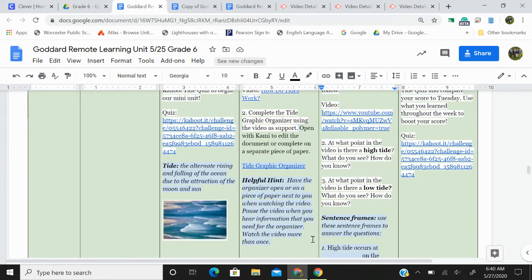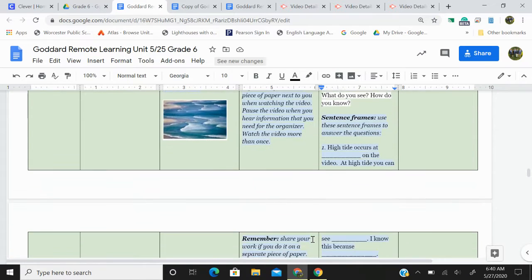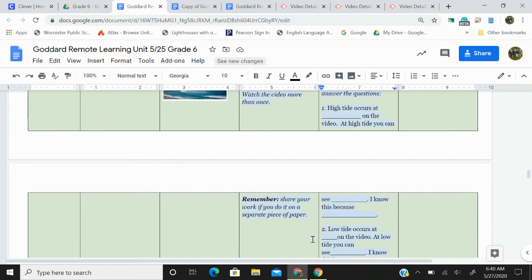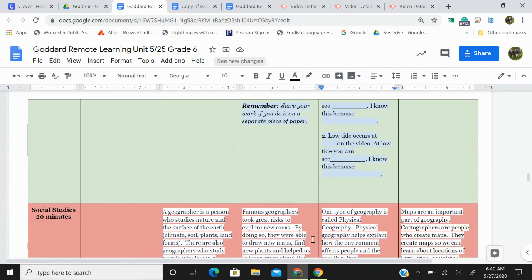Helpful hint: have the organizer open or on a piece of paper next to you when watching the video. Pause the video when you hear information that you need for the organizer. Watch the video more than once. Remember, share your work if you do it on a separate piece of paper.